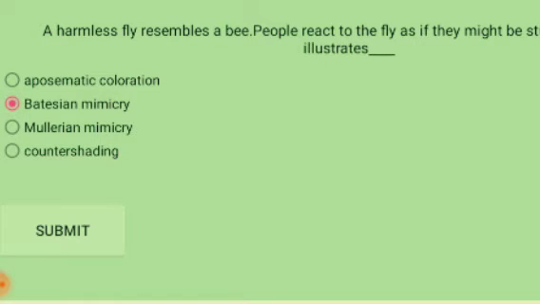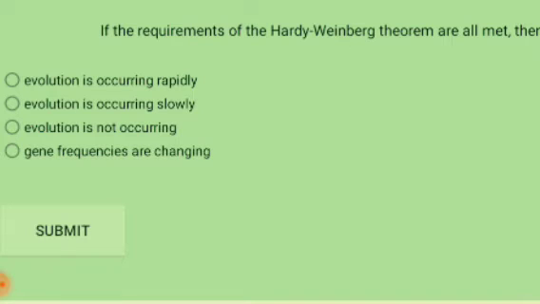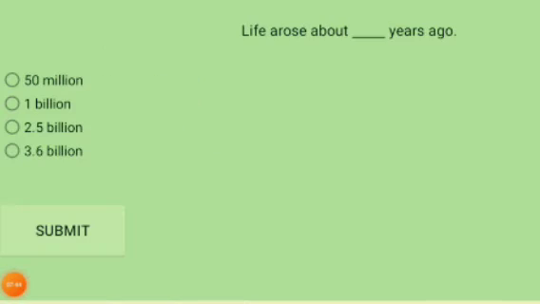If all the requirements of the Hardy-Weinberg theorem are met, then option A, evolution is occurring rapidly, option B, evolution is occurring slowly, option C, evolution is not occurring, option D, gene frequencies are changing. So it means that evolution is not occurring. Option C is correct.